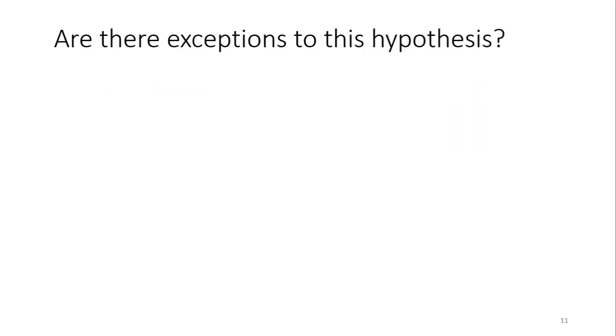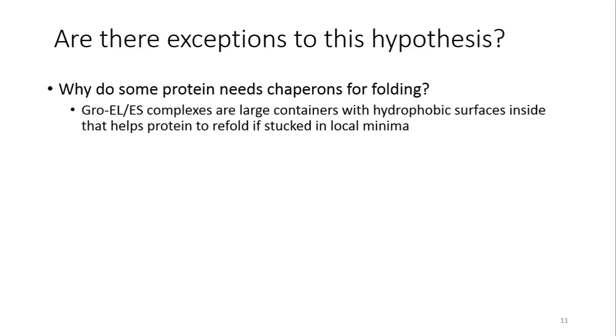Okay, so now one would like to have some discussion: are there any exceptions to this thermodynamic hypothesis or this Anfinsen's hypothesis? Okay, yes, there are. So we would just discuss three of them. Okay, it is observed that some proteins need chaperones for folding. If the protein knows how to fold, if all the information is contained in its own sequence as to how to fold it, then why do some proteins need chaperone proteins for their proper folding?